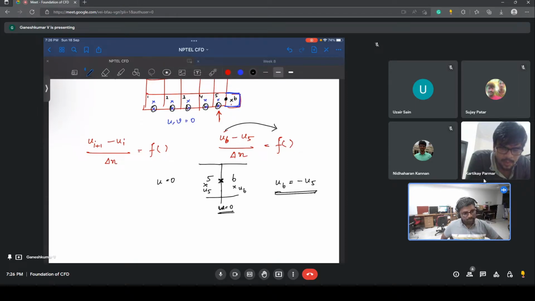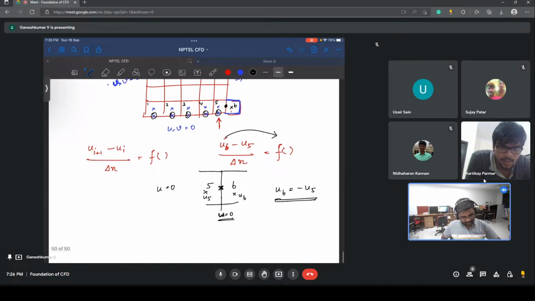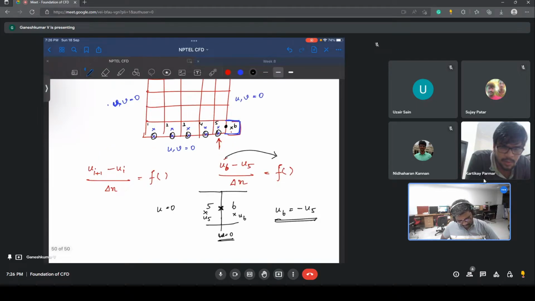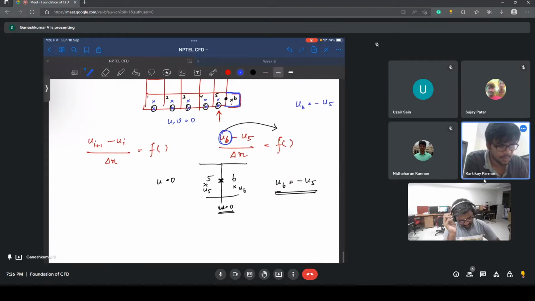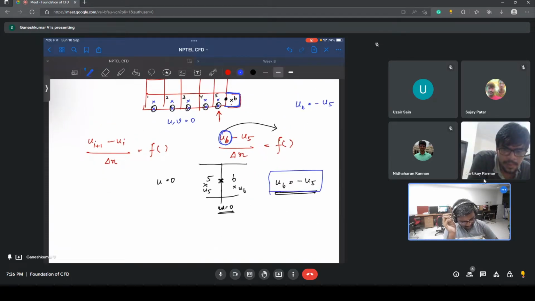So you know this velocity. How do you know it? This velocity is nothing but minus u5. You use this information in the coefficient matrix, and then you solve the equation. So how do you get this relation?